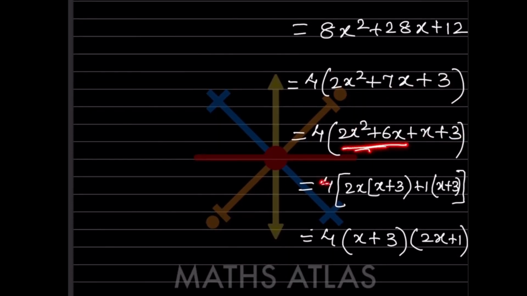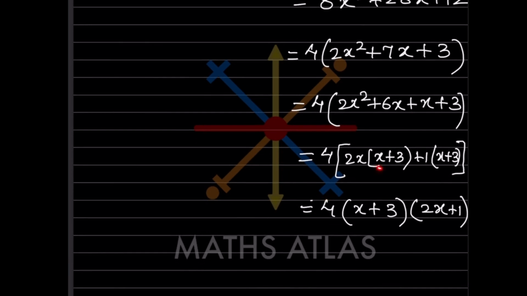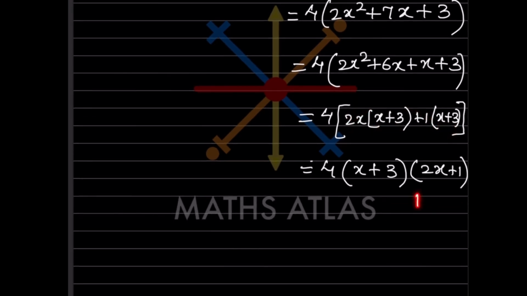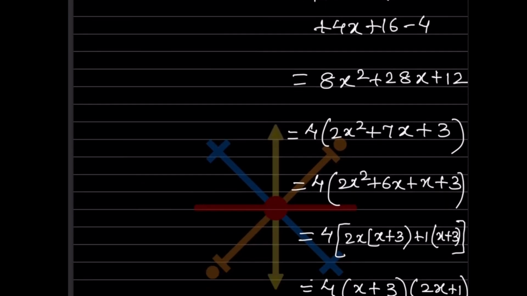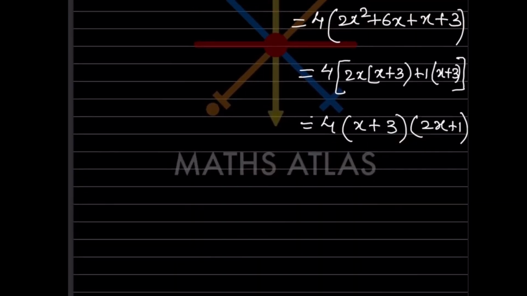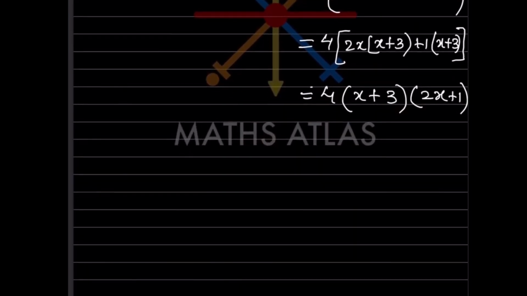4 keep as it is. From here, the common is 2x, so what remains in the bracket is x plus 3. Here, there is nothing common from this group, so you have to write 1, and what remains in the bracket is x plus 3. Both the brackets are same, so you are going to write it only once. And whatever is outside, that is 2x plus 1. So here, this is the answer, that is the area of the shaded region, what they have asked. So by this one, we have completed today's work.